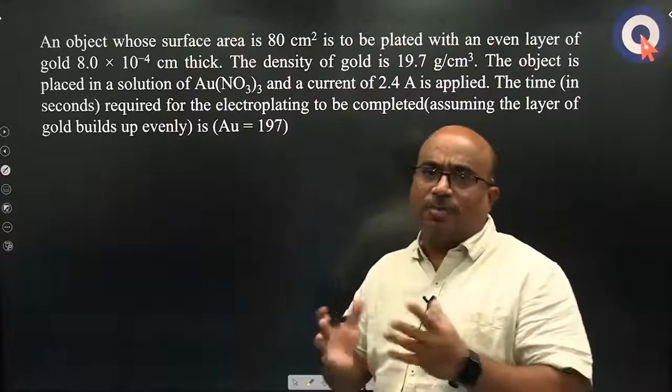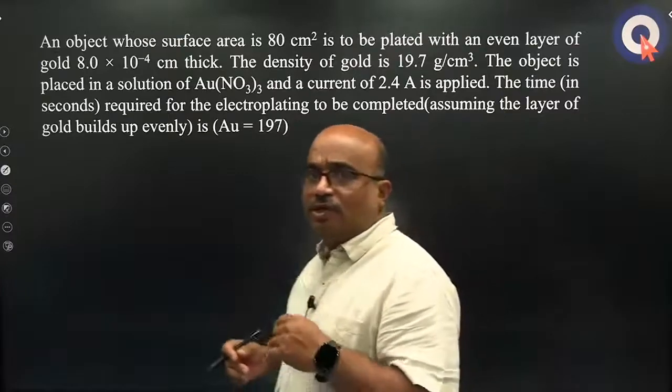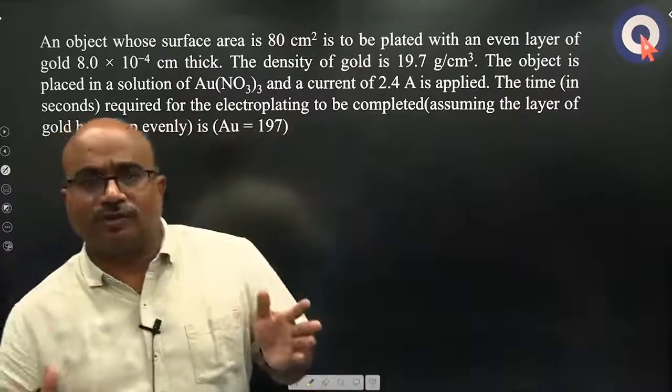So what is electroplating? It is coating a metal surface, which is a reactive metal surface, with a less reactive metal.